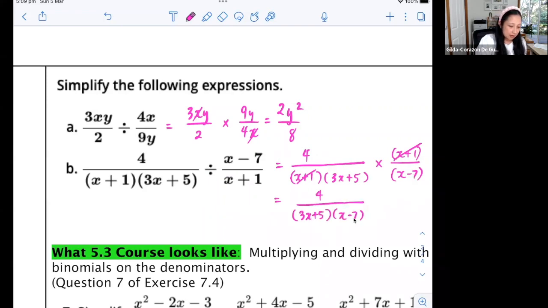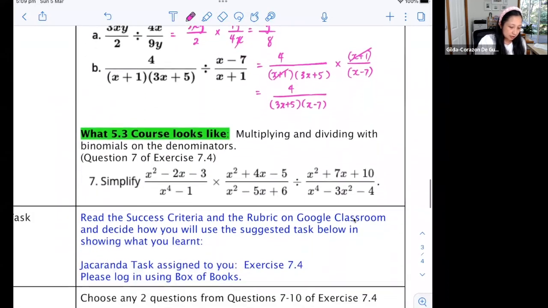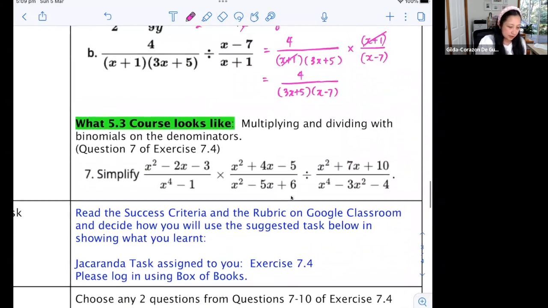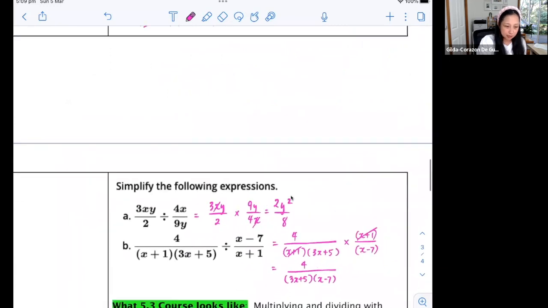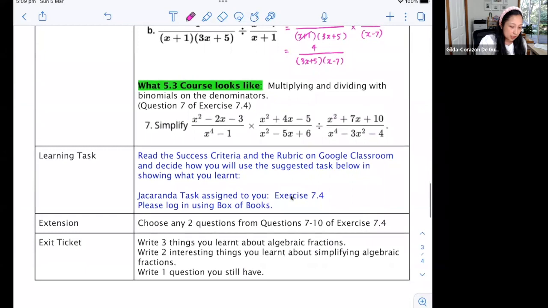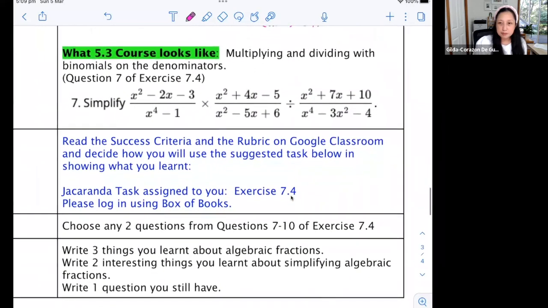Okay, now once you're happy with that, you might want to try and log on to your box of books, accessing your Jacaranda Learn On, and answer the questions that I've assigned you. It's 7.4, so I've specifically assigned only a few questions there for 7.4, which would be about the 5.2 work that we're doing here.